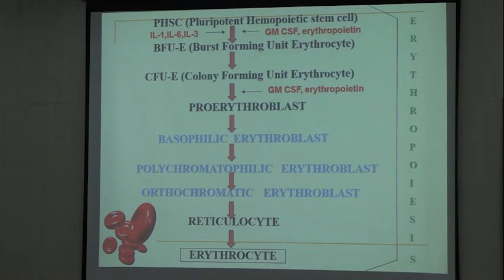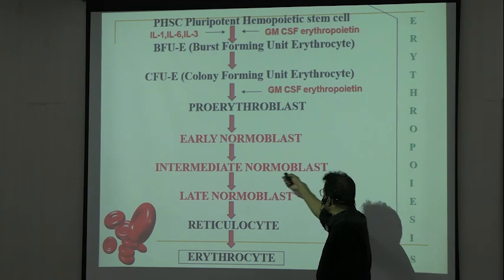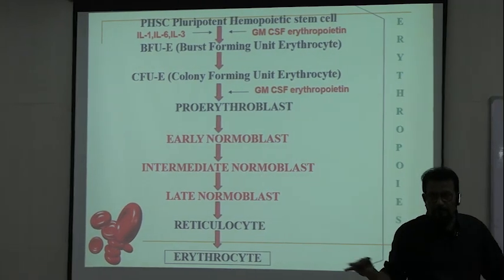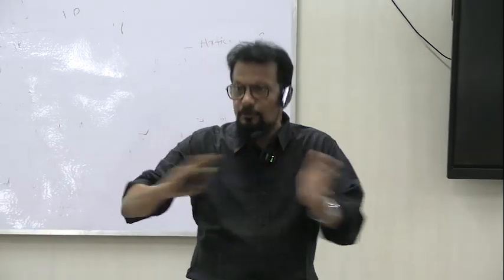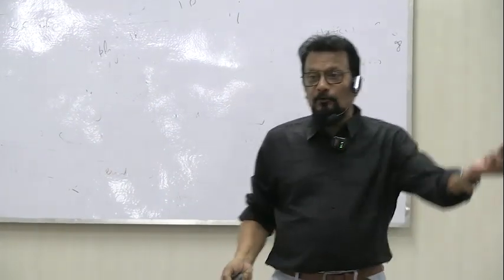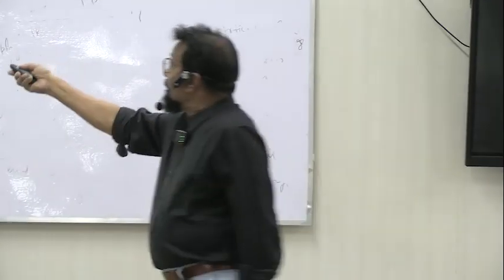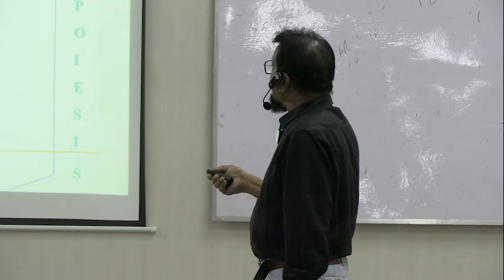Now this pro-erythroblast can also divide, and cells up to these stages can divide. But when these cells are transformed, there will not be any mitotic activity, so the number will not be increased. So here what will happen? They will undergo maturation by the process of differentiation. Now in this intermediate normoblast phase, hemoglobin starts to appear. Before this you will not get any hemoglobin, but hemoglobin starts appearing from the intermediate normoblast. Okay?